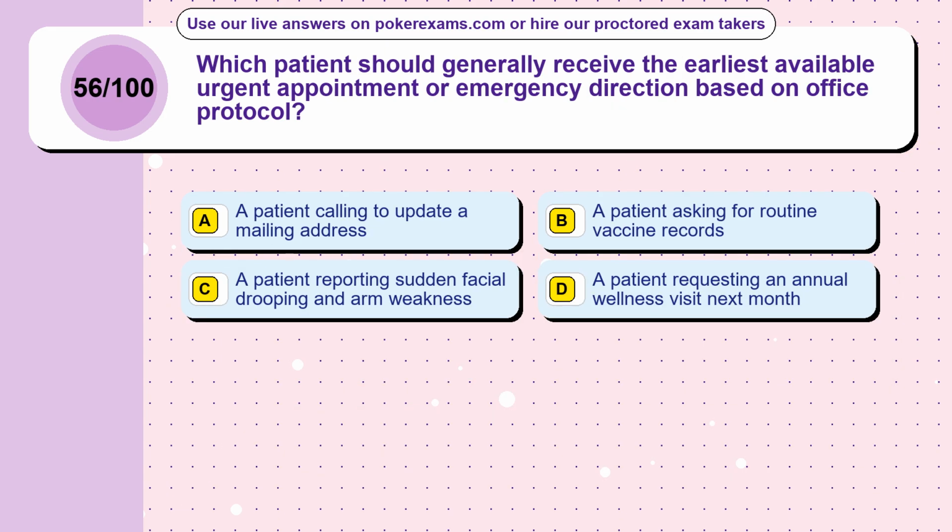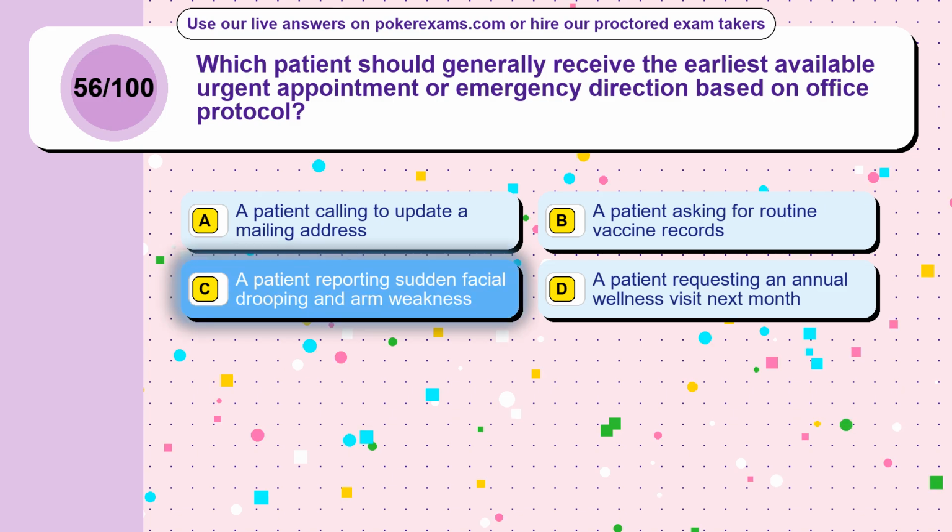Question 56. Which patient should generally receive the earliest available urgent appointment or emergency direction based on office protocol? Option A. A patient calling to update a mailing address. Option B. A patient asking for routine vaccine records. Option C. A patient reporting sudden facial drooping and arm weakness. Option D. A patient requesting an annual wellness visit next month.